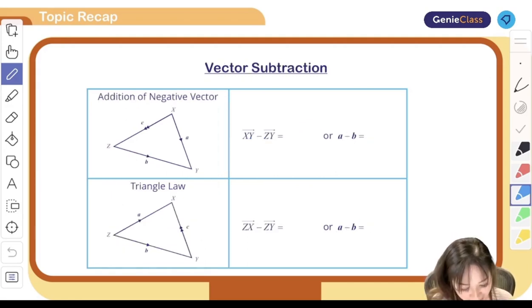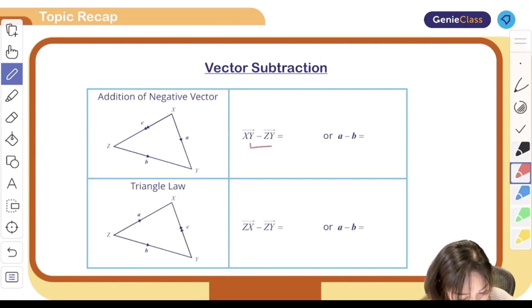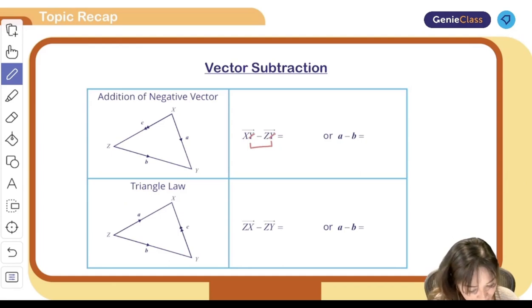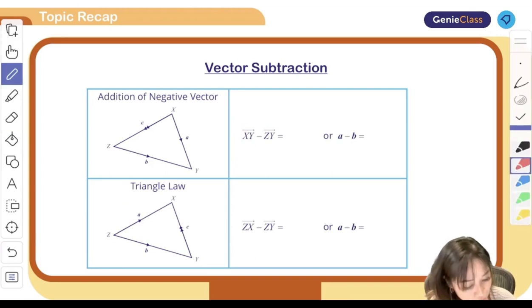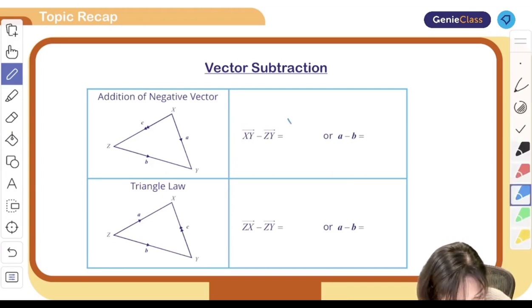Then we have subtraction as well. Okay, so XY minus ZY. In this case, these two need to be the same. Okay, so we get ZX. Oh sorry, no, this is addition of negative vector, so that's not how we do it. To do addition of negative vector, we do XY, so we flip. So this will be plus negative ZY, which is XY plus the negative of ZY, which will be YZ.